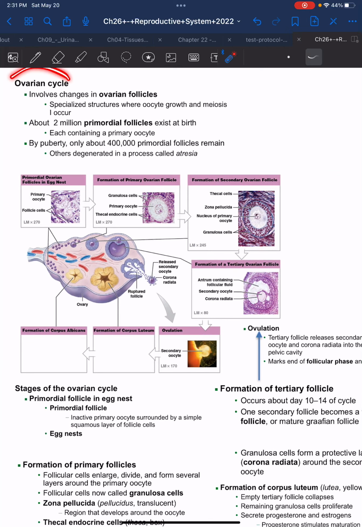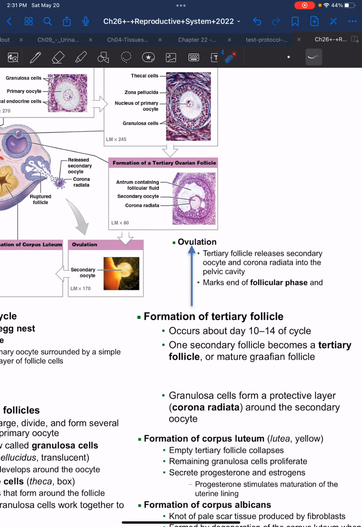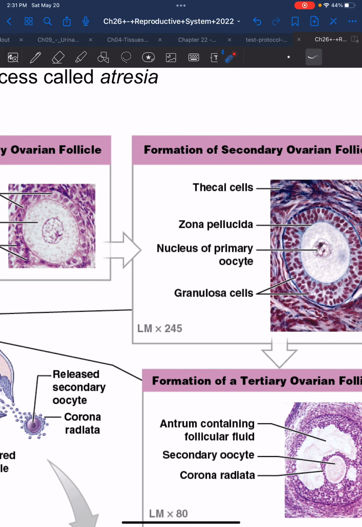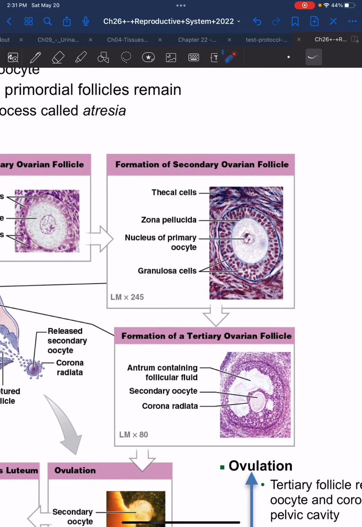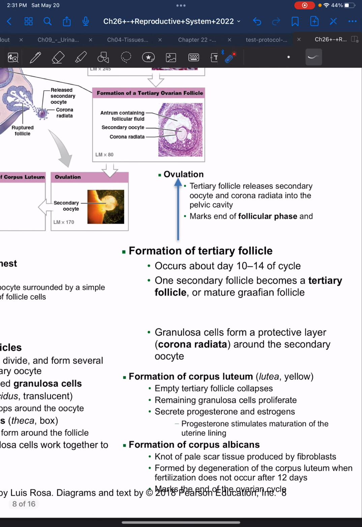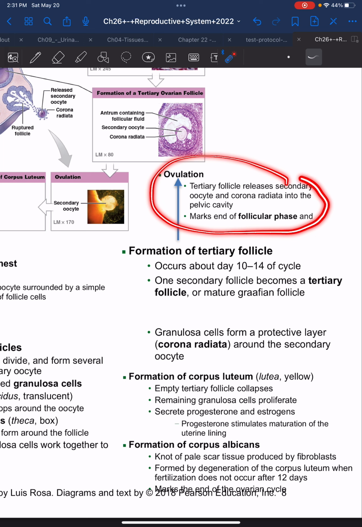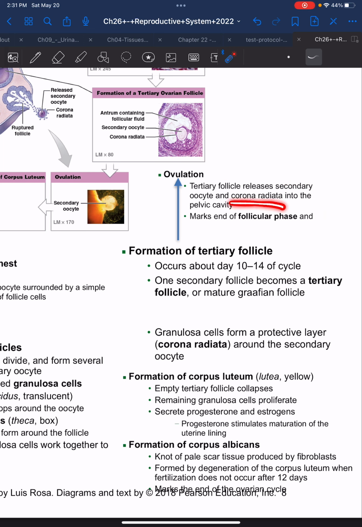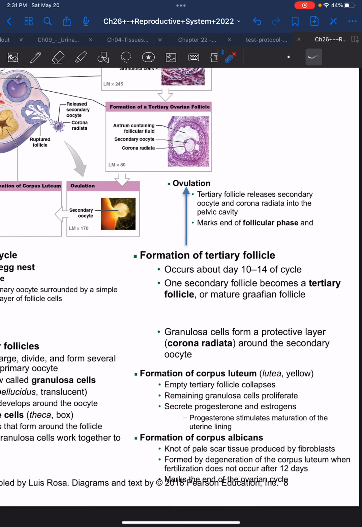So the ovarian cycle and the uterine cycle are occurring at the same time, but different things are occurring, right? But they are connected because these cells that make up the follicle, the thecal cells and the granulosa cells, are controlling the actual functional layer of the uterus. And then ovulation, again, is when that tertiary follicle releases that oocyte and its corona radiata into the uterine tube.